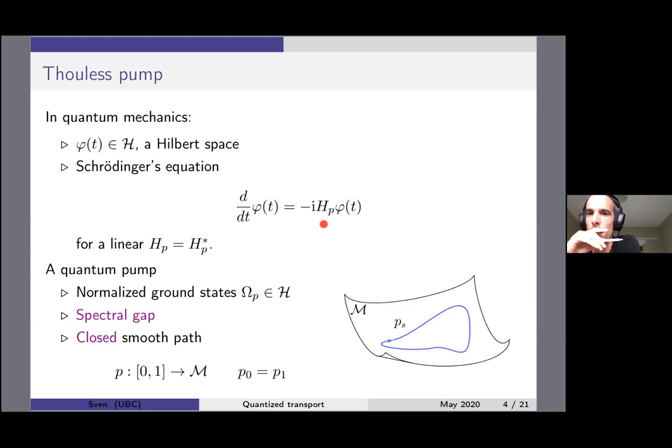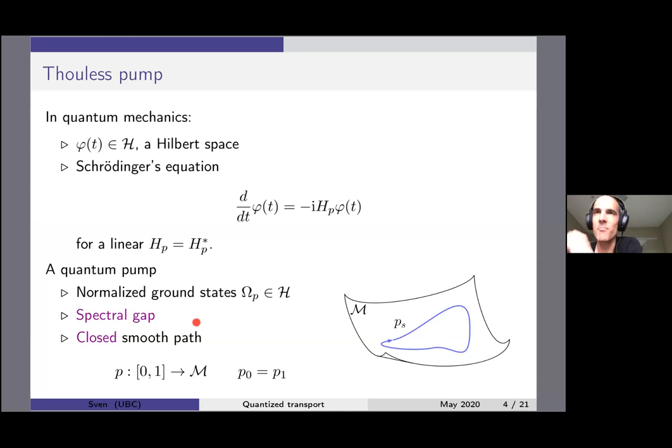And a typical situation which goes in this setting usually by the name of a Thouless pump or quantum pump is the following. Part of the picture is that you have some stationary states. Here you will think that H of p, for each value of p, is bounded below and has at the bottom of the spectrum an eigenstate. Let's call these normalized eigenstates omega p. So for each value of p, I have this ground state omega p. I will assume, and this will be a running assumption, that there is a spectral gap above the ground state energy.